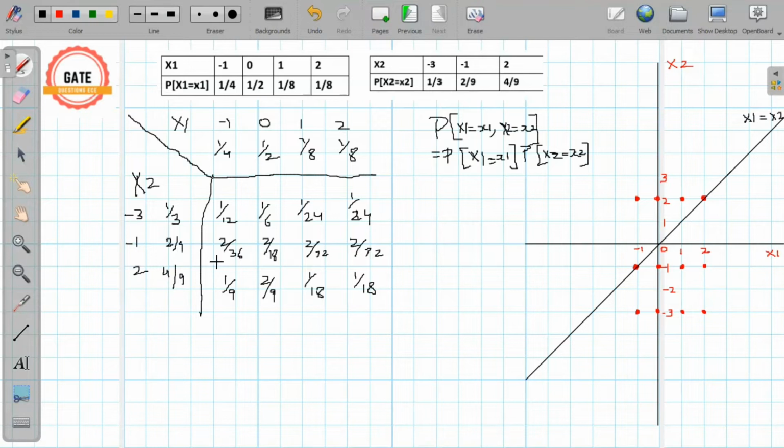So these are the joint probabilities of x1 and x2, and these are the points that we can form from the Cartesian product of the set of x1 and x2 values. So the next step.